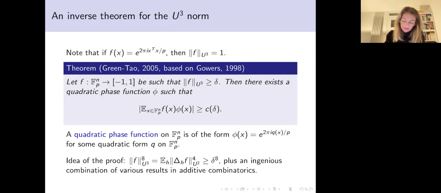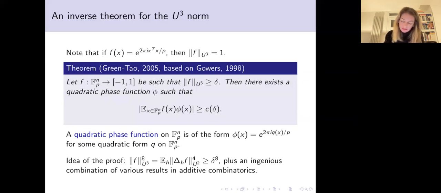I won't say much about the proof. The idea is that you do it by induction, but it requires an ingenious combination of various results in additive combinatorics, including Freiman-Ruzsa, Balog-Szemerédi, all sorts of things, and some Fourier analysis, and it's probably the highlight of an entire graduate course. But using this, you can prove Szemerédi's theorem, or at least an analog of it in F_p to the n. I should pause for a second and say that this statement is very specific to F_p to the n. The quadratic objects that you encounter in more general finite abelian groups are much more complicated than the ones I have shown you here. But that's actually the reason why we work in this setting, at least for now.